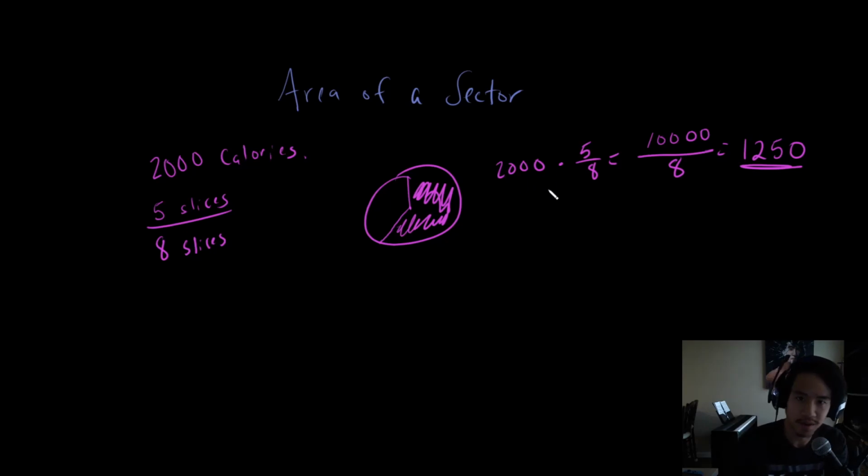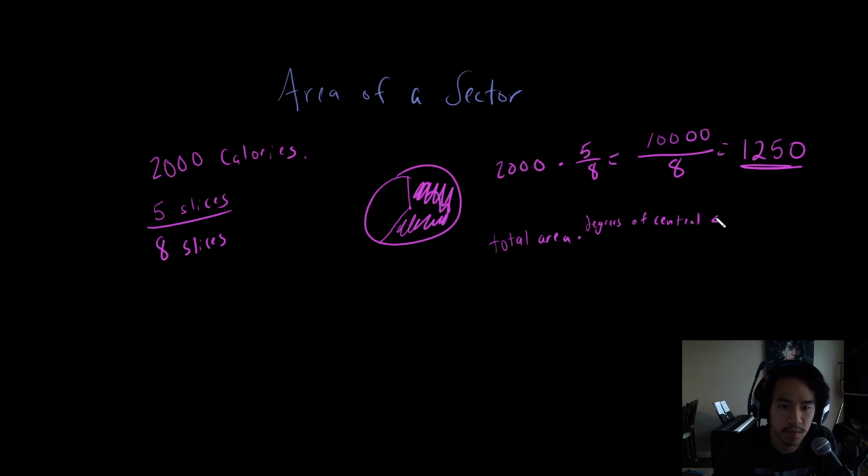So obviously, it's not always going to be like this. And for general purposes, here's what we can do to make this a bit more applicable to our class. So instead of saying how many calories there are in a pizza, we can say that this is the total area. So 2,000 is the total area of the circle. And 5 is going to be the degrees of the central angle. And 8 is going to be the degrees of a circle, which is always going to be 360.